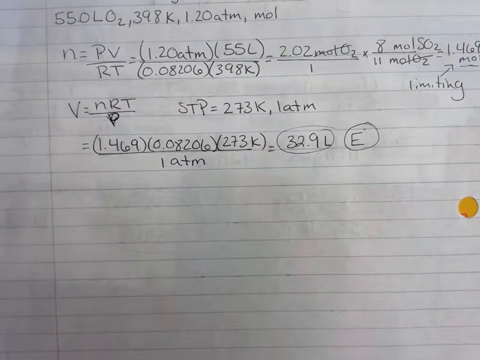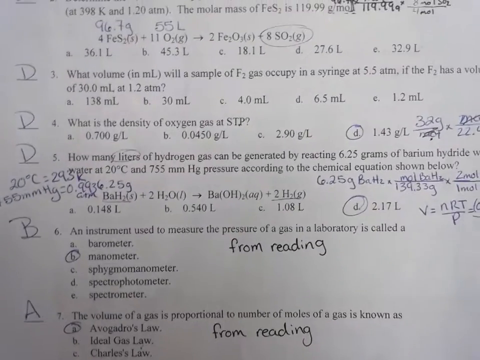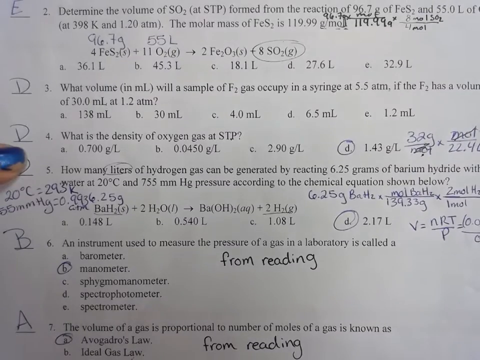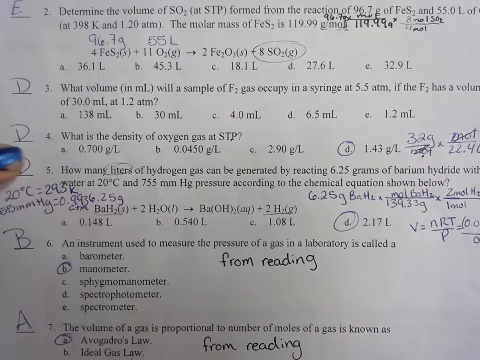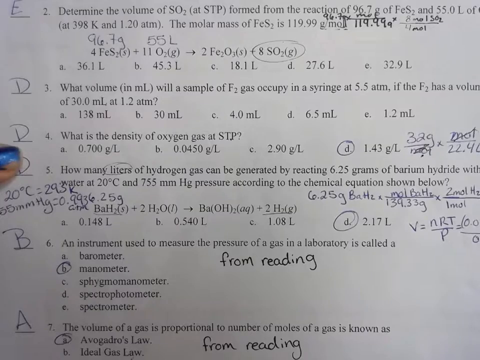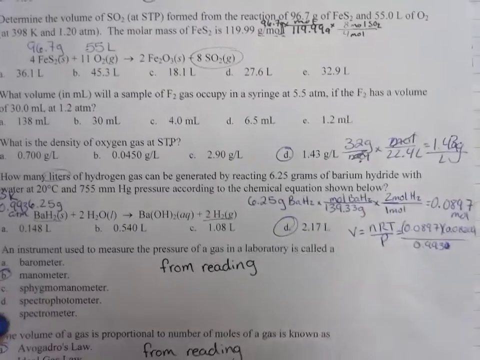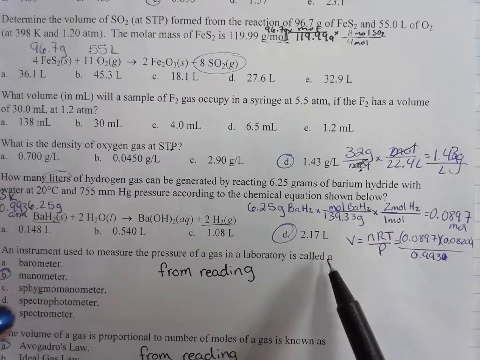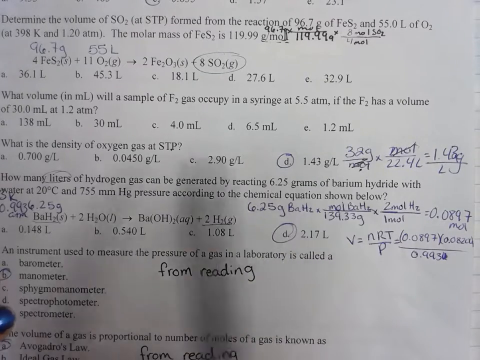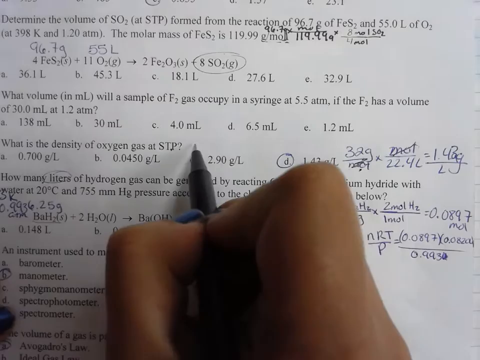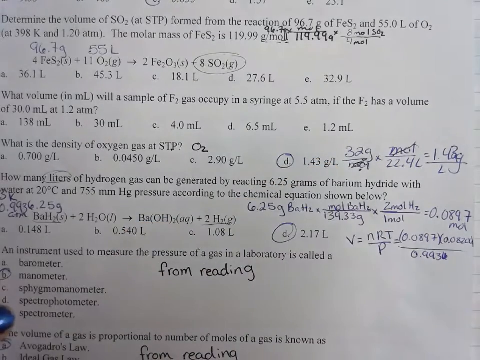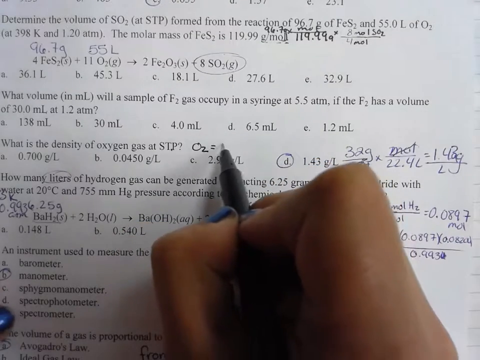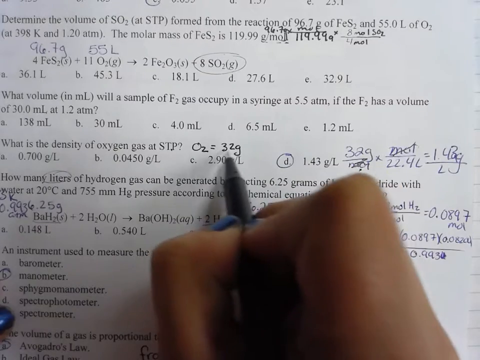Then the other one that a lot of people missed was number 4. So number 4, what's the density of oxygen gas at STP? The key there is you know the identity of the gas, so you have the molar mass in your pocket. So you know that oxygen is one of our diatomics. Oxygen is O2, which means its molar mass is 32 grams per mole.